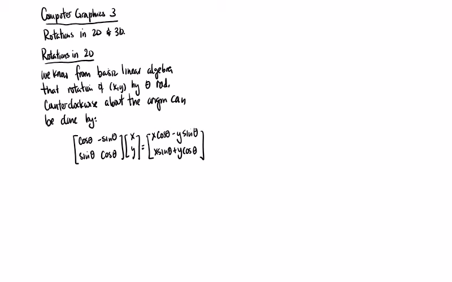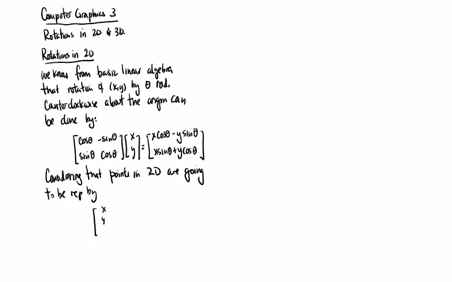Now, in translations, when we were working with points in 2 dimensions, we added an extra 1 so that we could do translations. So considering that points in 2D are going to be represented by vectors like this, we just need to change this matrix a bit. We'll define R of theta as a 3 by 3 matrix that basically just leaves the z component alone. So we'll still have these entries in the upper left, and then fill it in with zeros and a 1.